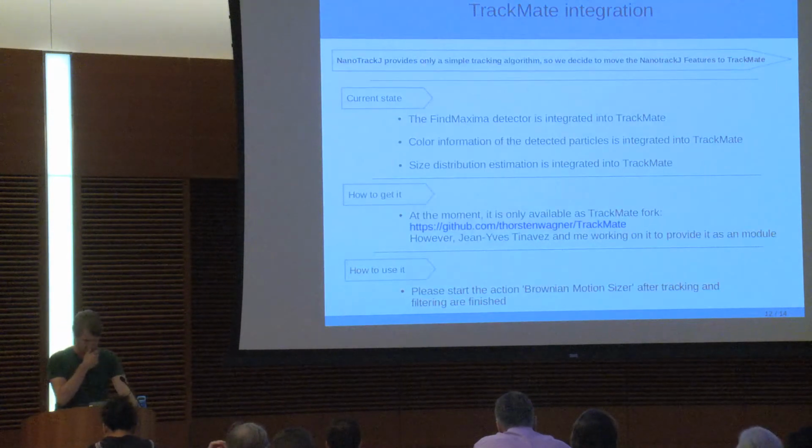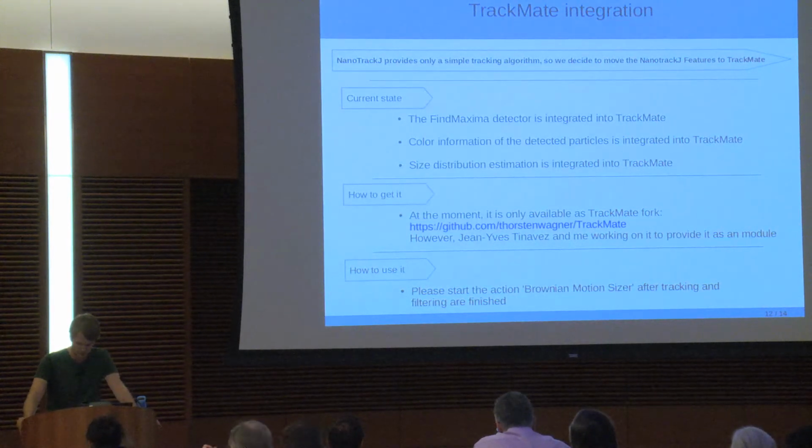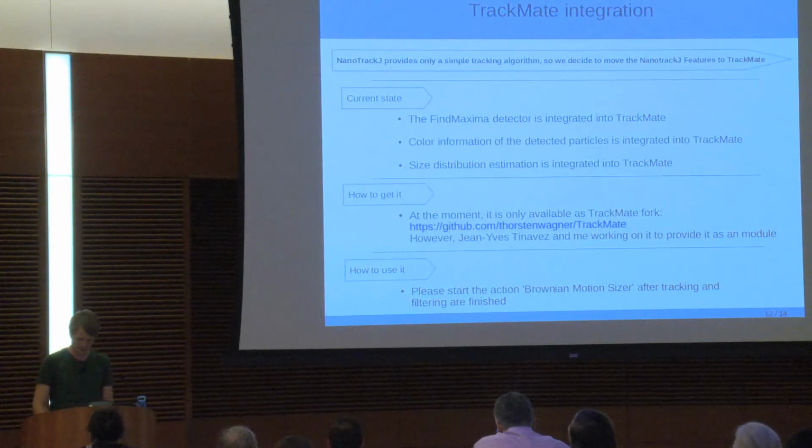Okay, I'm almost finished, but this is an important point because NanoTrack will move to TrackMate. The reason is that NanoTrack provides only simple tracking, and TrackMate provides more sophisticated tracking possibilities, and also the extensibility to include all NanoTrack features. Most of the features are already moved: the find maxima detector, the color information for filtering, and the size distribution information. Currently you can use it by using the releases of my TrackMate fork, but I hope that I can provide it as an extra module as soon as possible.